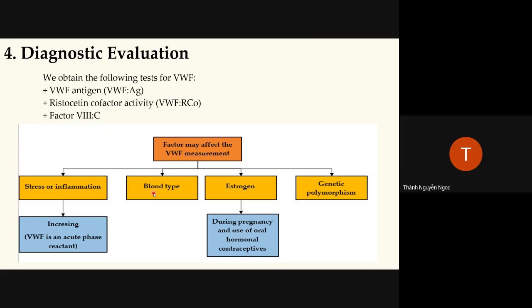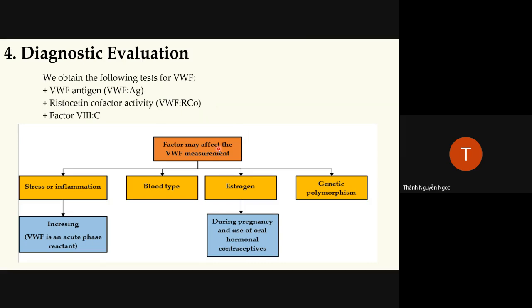Please note several factors can affect the VWF measurement, so we must check before the patient is tested. We often order the following tests for VWF: VWF antigen, ristocetin cofactor activity, and factor VIII. Factors may affect the von Willebrand factor measurement. Von Willebrand factor is an acute phase reactant, increasing in the setting of physiologic stress or inflammation.